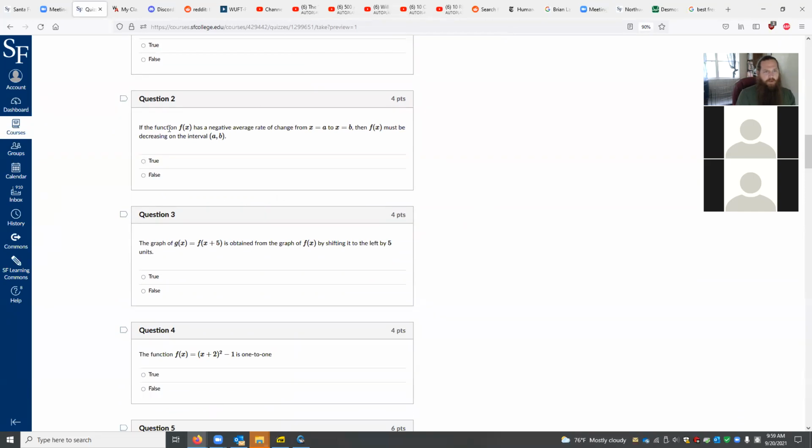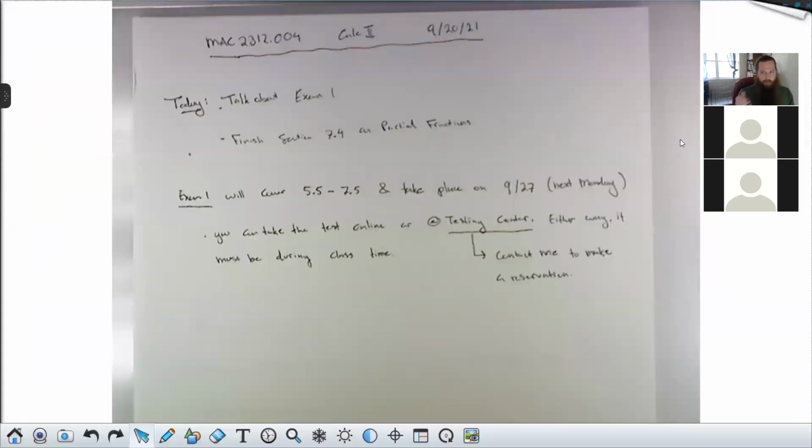You see themes, right? The function f of x having a negative rate of change from x equals a to x equals b means that this function is decreasing. Plausible, right? And for many functions it's true, but it's not true in general. It's very easy to come up with a counterexample. So my true false tend to be a little bit tricky, but not time consuming. And that's the vibe. The same will be true for you guys.